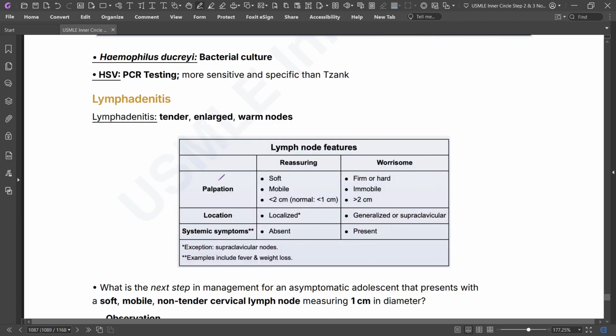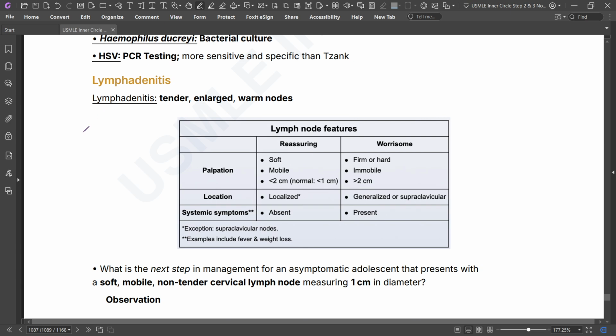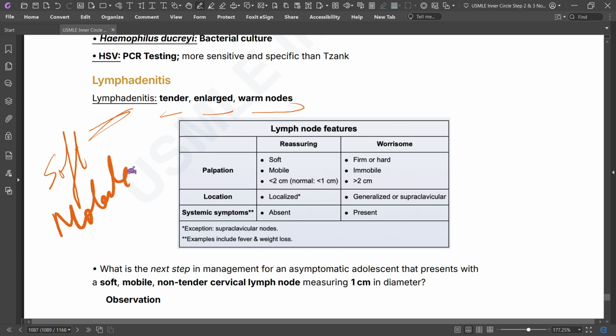Now the next topic: lymphadenitis, inflammation of the lymph node. It may be a tender, enlarged, warm node. If the lymph node is soft, mobile, less than 2 centimeters, and localized, with no systemic symptoms, it is reassuring. The exception is supraclavicular nodes. Systemic features like fever and weight loss are absent.